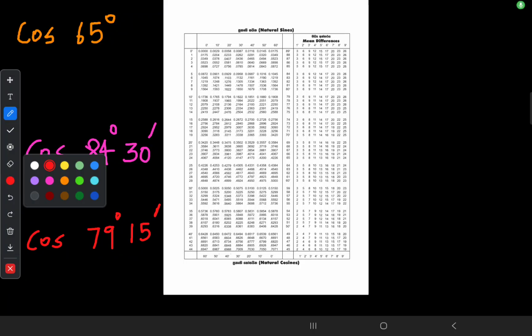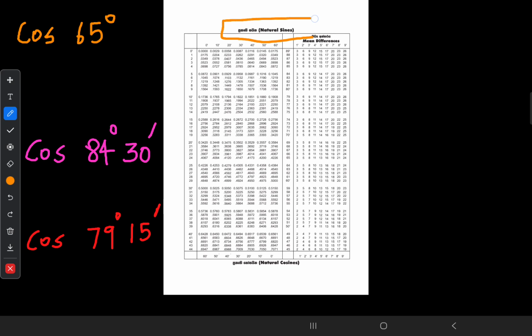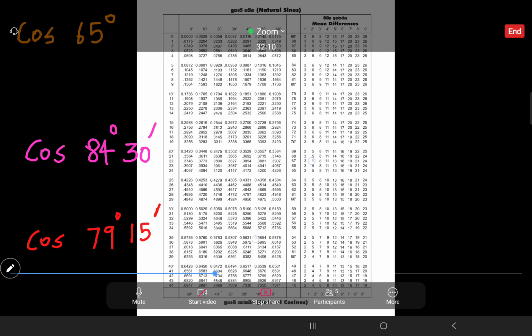Here there are some cosine angles given. You have to find the corresponding values. So you should use the natural sine table first. From top to bottom we can find sine values. From bottom to top we can find cosine values. In this case, first 65 degrees.